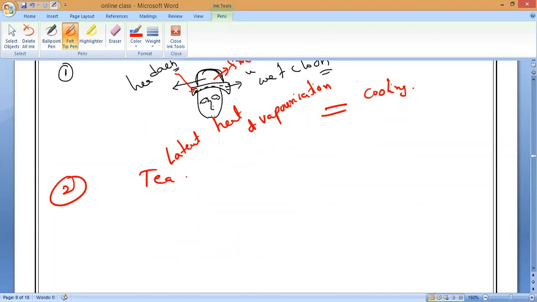Next, the second one, a teacup: taking tea in a saucer. Okay, so that is the second thing. Next, the third one. Shall we go with that? This is the most important one, which you can feel and understand better in the evaporation concept.